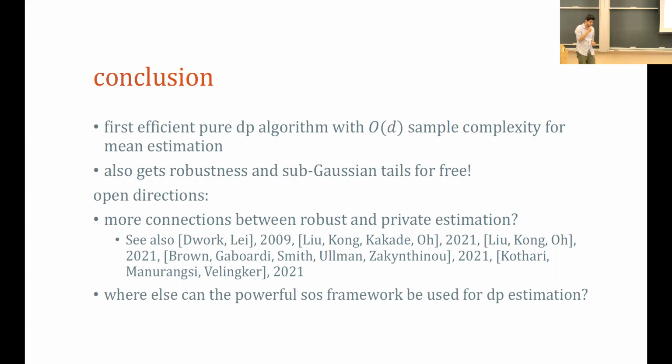Another open direction is where else we can apply SOS proofs, SOS to pure DP estimation, sorry, and more connections maybe between privacy and robustness. See where else we can use tools from robustness to come up with algorithms in privacy or vice versa. Okay, that's it.